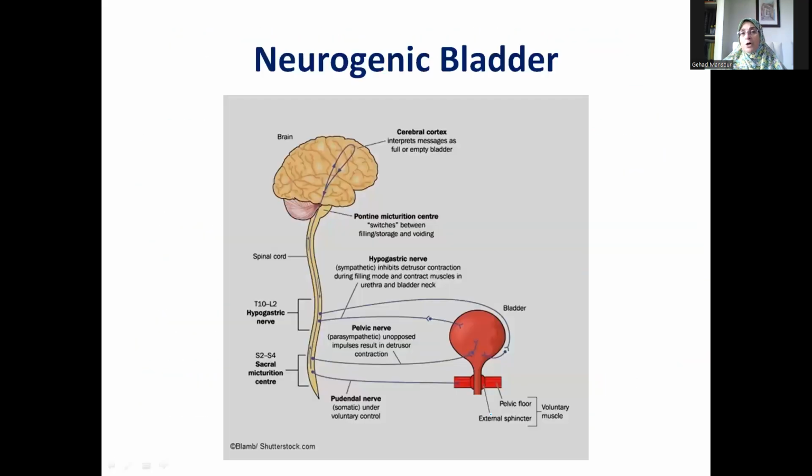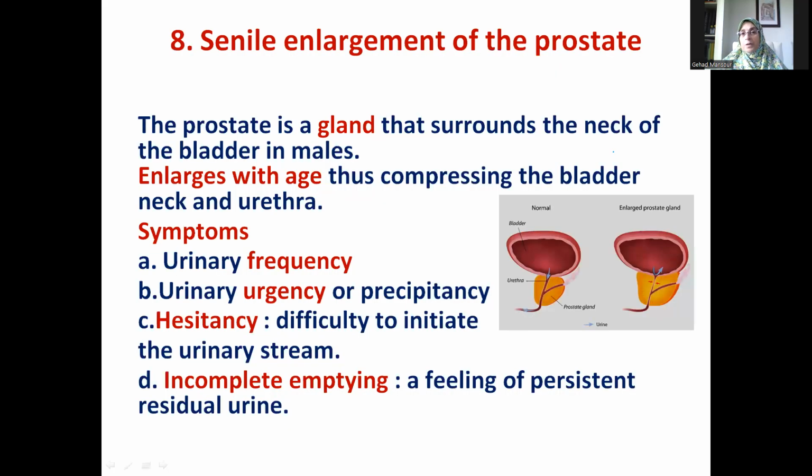And here is the explanation. I said you do not have to know the information on the diagram. You just need to know what I said about the presence of a sensory nerve, a motor nerve, a sphincter, how urination occurs, and the difference between a sensory and a motor neurogenic bladder. So you can skip this slide.